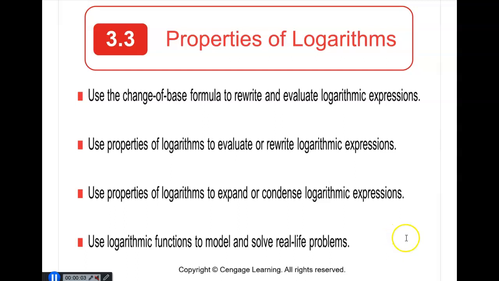Hi, this video will cover section 3.3, Properties of Logarithms. And the objectives for the section will be to use the change of base formula to rewrite and evaluate logarithmic expressions, to use properties of logarithms to evaluate or rewrite logarithmic expressions, to use properties of logarithms to expand or condense logarithmic expressions, and to use logarithmic functions to model and solve real-life problems.